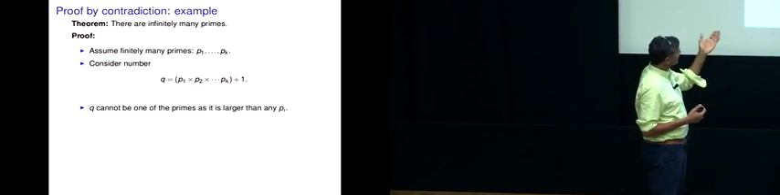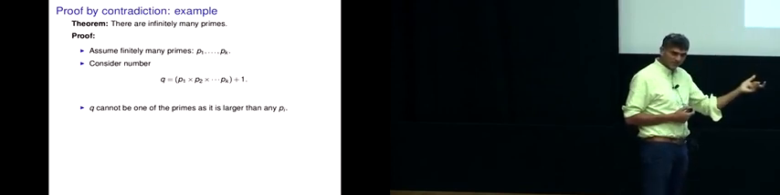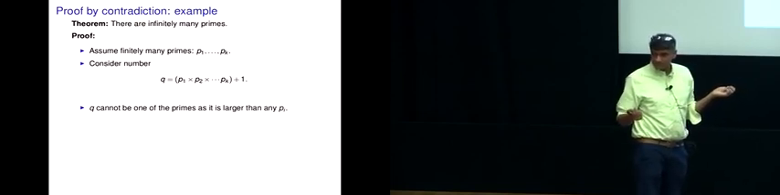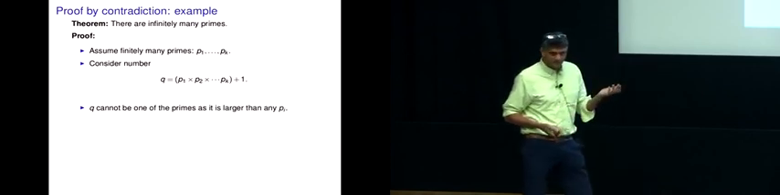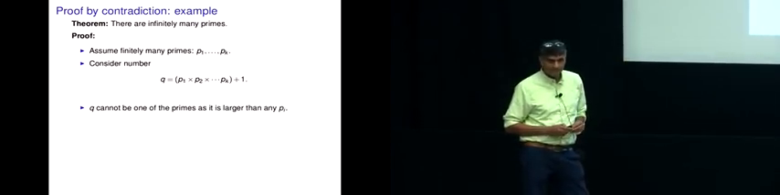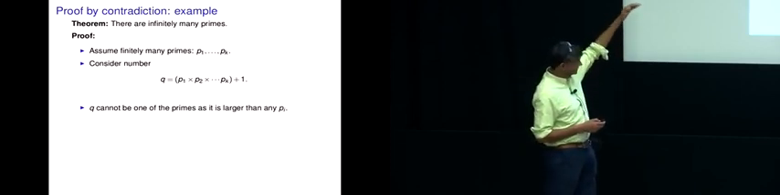And the answer is no. It can't be one of the primes, as it's larger than all of the primes. We multiplied them all together and added 1, so it's bigger than all the primes. And all the primes are greater than 1 anyway, so even without adding 1, it's larger than all the primes. So it can't be prime, given the reasoning in this proof.